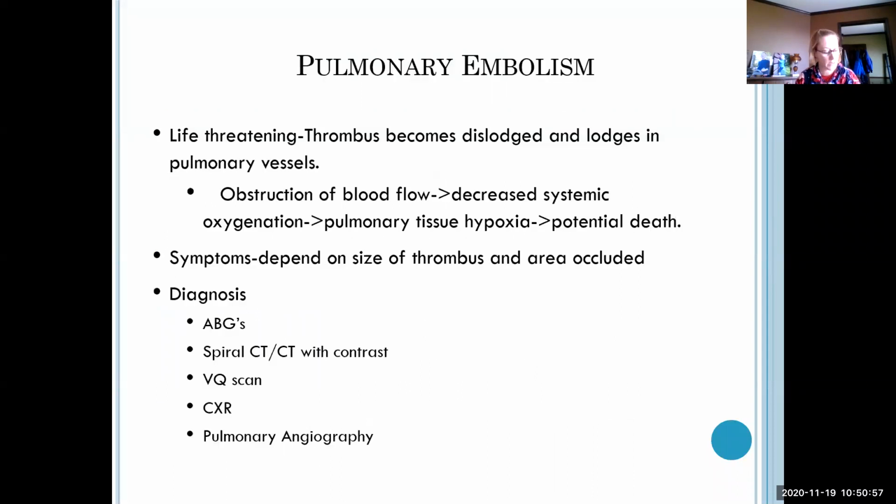Then we have our pulmonary embolism, which is a life-threatening thrombus that becomes dislodged and lodges in the pulmonary vessels. There's an obstruction of the blood flow, decreased systemic oxygenation, pulmonary tissue hypoxia, and then can result in potential death. The symptoms are going to depend on the size of the thrombus and the area occluded. So of course, the bigger the PE, the more problems a patient could potentially have.